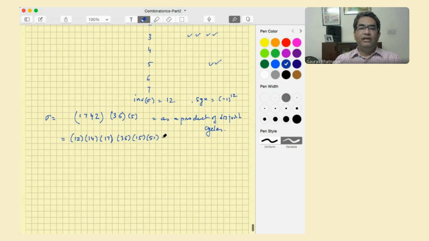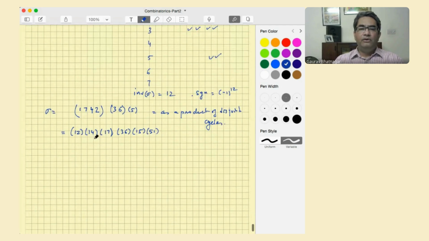So let's check. 1 goes to 5, 5 goes to 1, 1 goes to 7, then 7 is fixed, so 1 goes to 7. Similarly, 2 goes to 1, it's fine. 3 goes to 6, that's fine. 4 goes to 1, 1 goes to 2, so 4 goes to 2. So this is how you write it. How many are there? 1, 2, 3, 4, 5, 6. So there are 6 transpositions, and the sign of sigma is the same as minus 1 raised to 6, which is the same as this.